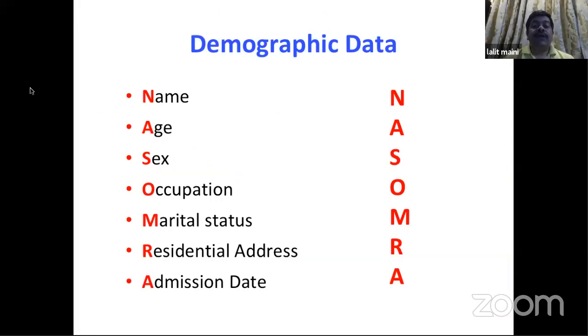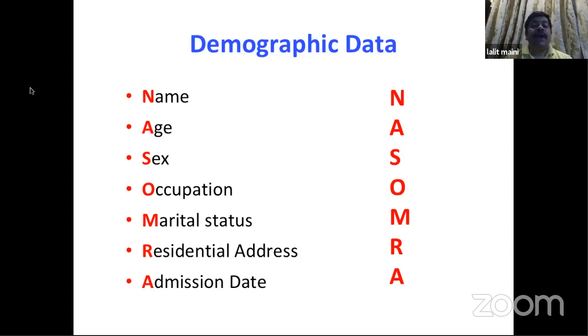So starting with demographic data, this is a normal thing which you do day in and day out, but at times we miss out a few important things. So there's an interesting mnemonic for this, NASOMRA. N is for name, A is for age, S is for sex, O is for occupation, M is for marital status, R is for residential address, and A is for admission date, or when the patient came to you. So if you have such mnemonics with you, the probability that you will miss out will be less.